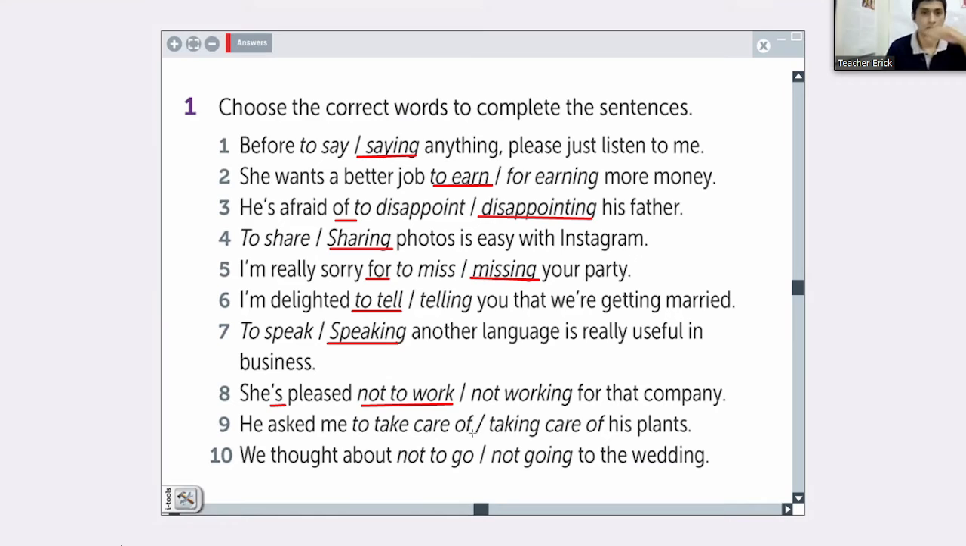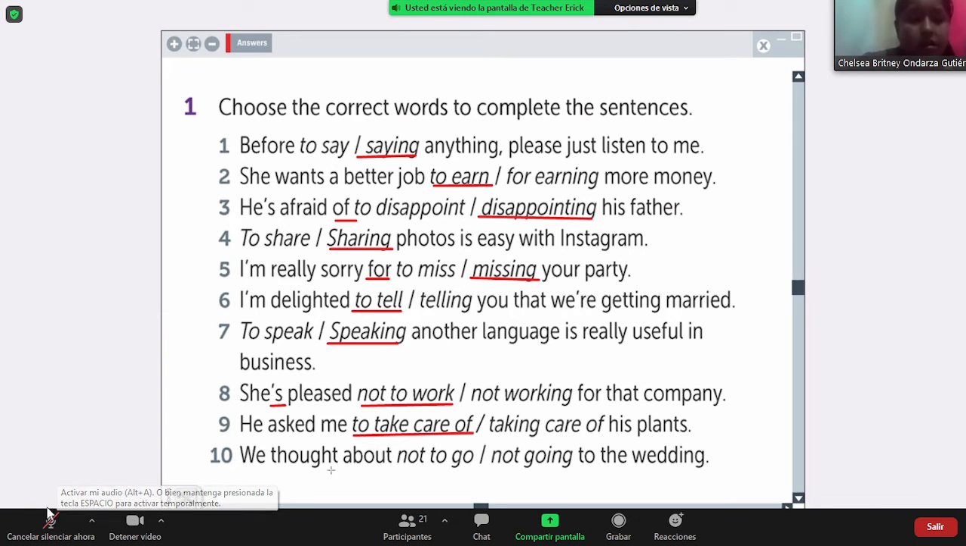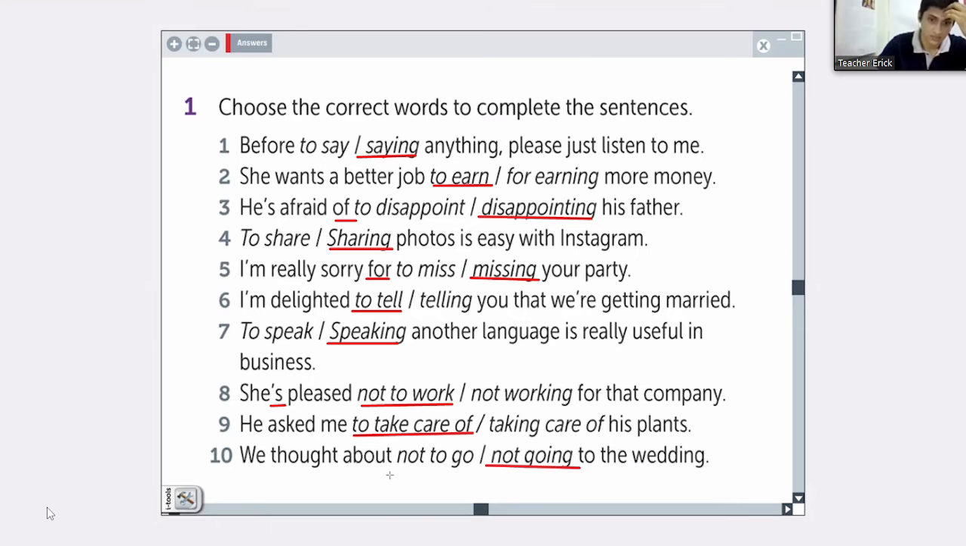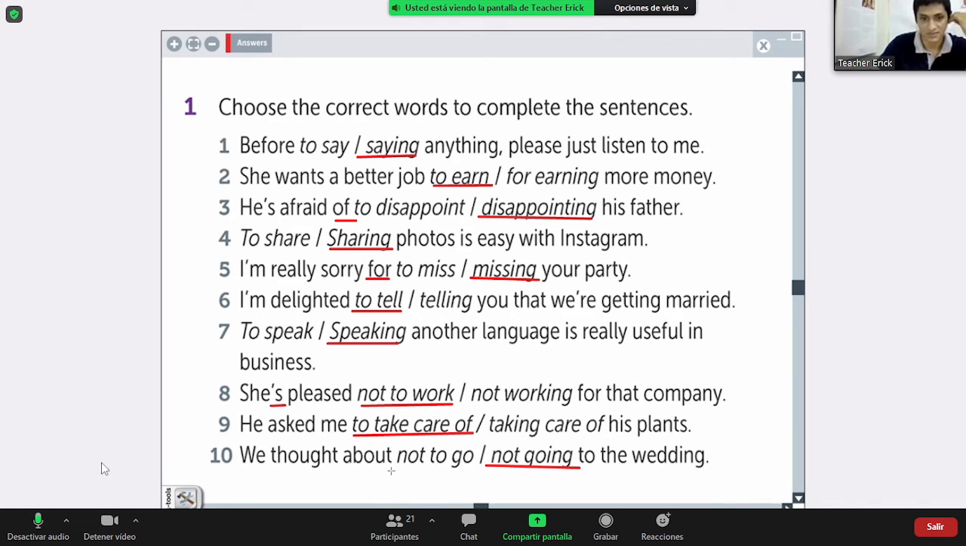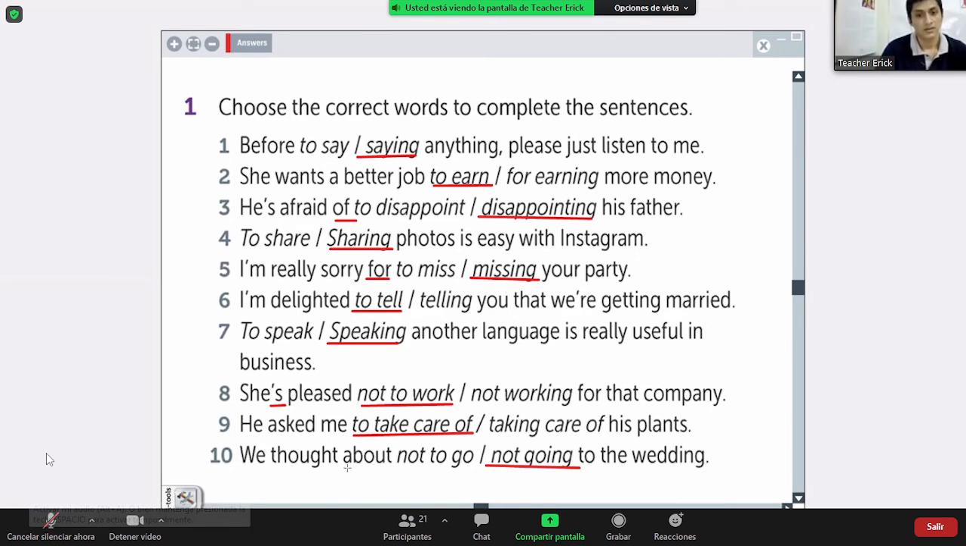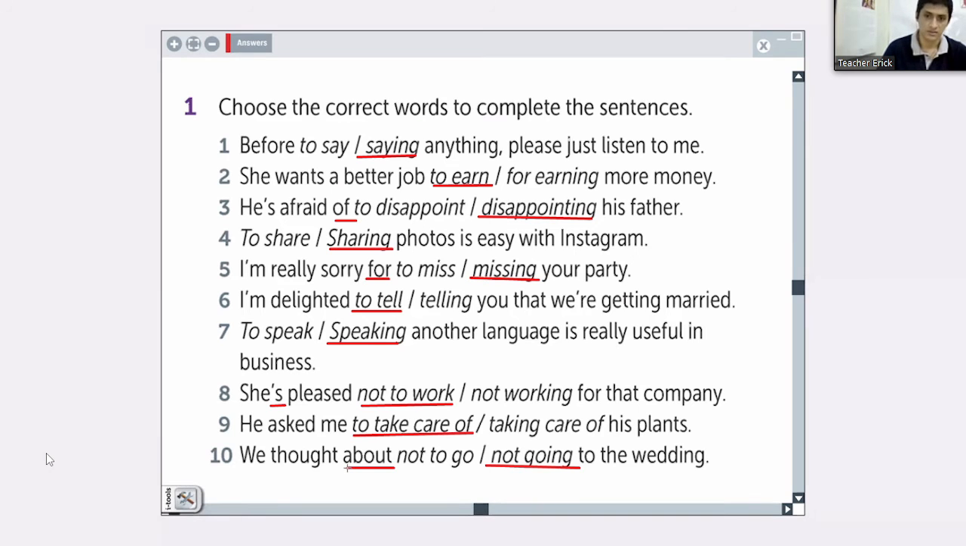Okay. And number 10, we thought about not go or not going to the wedding. Not going? Why, Chelsea? ¿Suena mejor not going? Because it was about preposition. Okay, about is a preposition, so we thought about not going to the wedding.